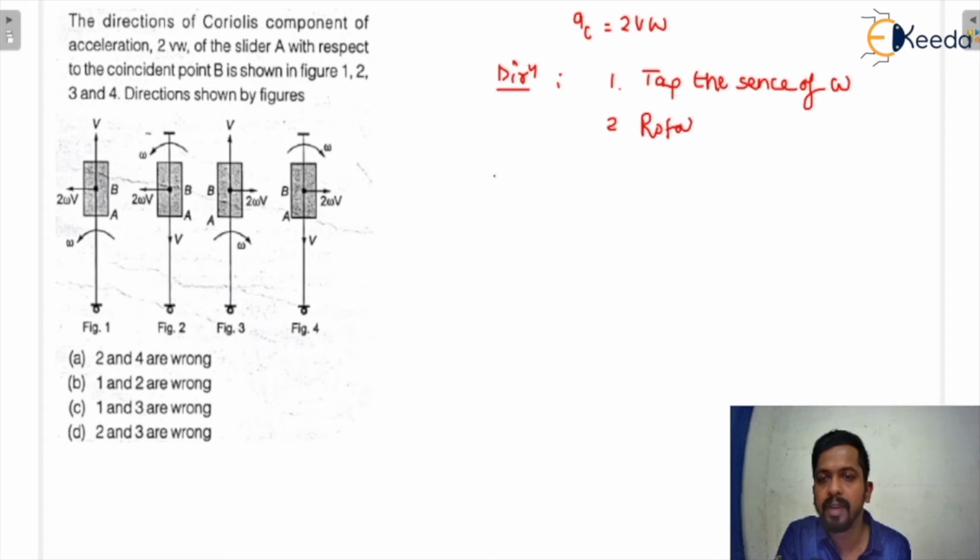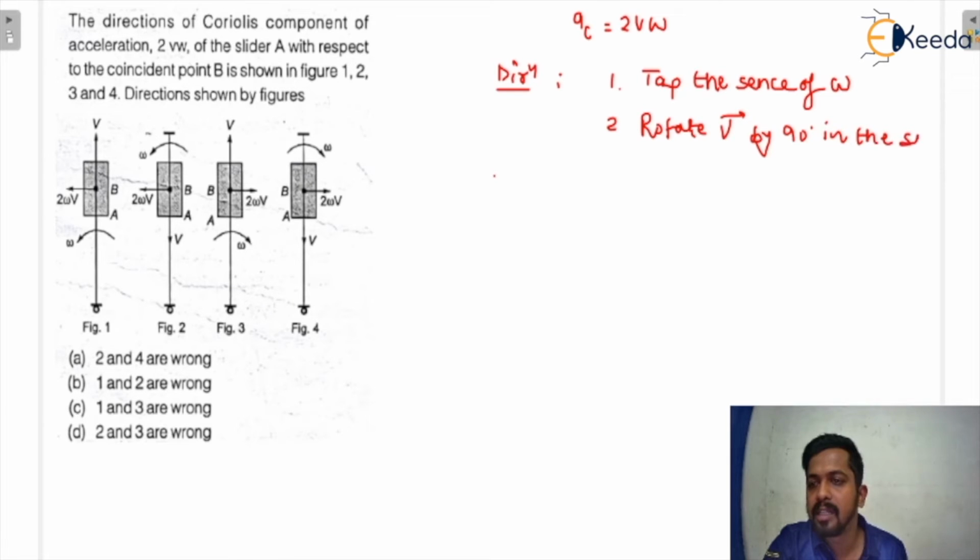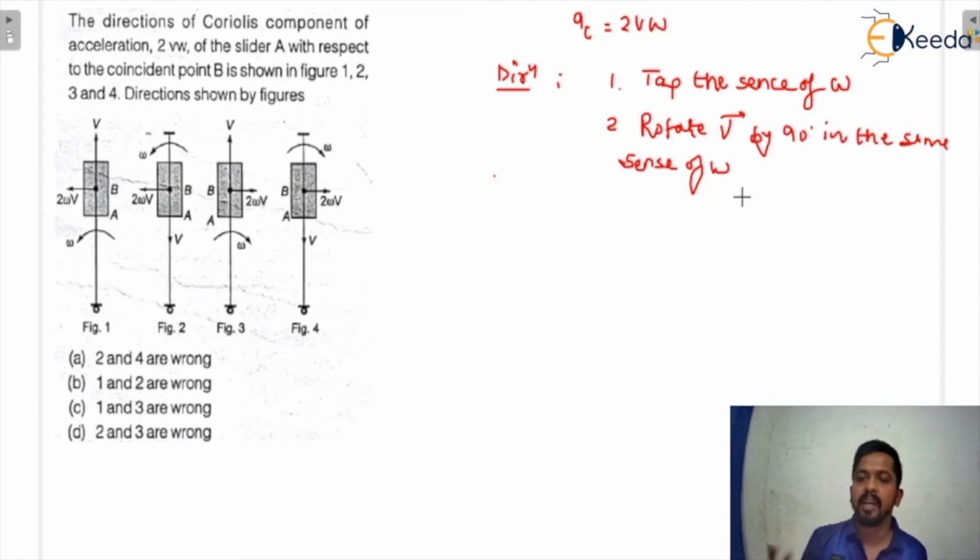You have to rotate the v vector. The v vector is the sliding velocity of the slider. Rotate the v vector by 90 degrees in the same sense of omega. That means if the angular velocity is in the clockwise direction, then you have to rotate the v vector by 90 degrees in the clockwise direction. Okay, so this is the basic procedure. Now we have to see the first diagram.